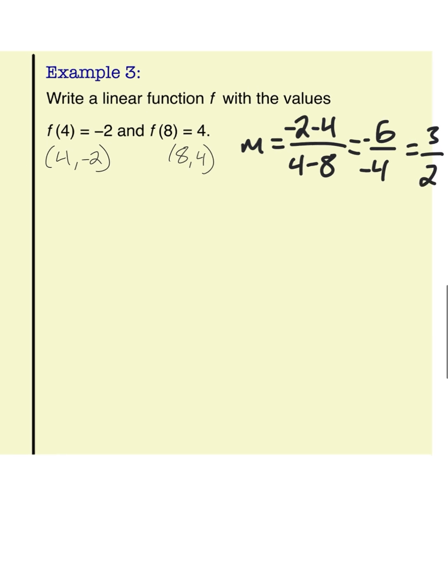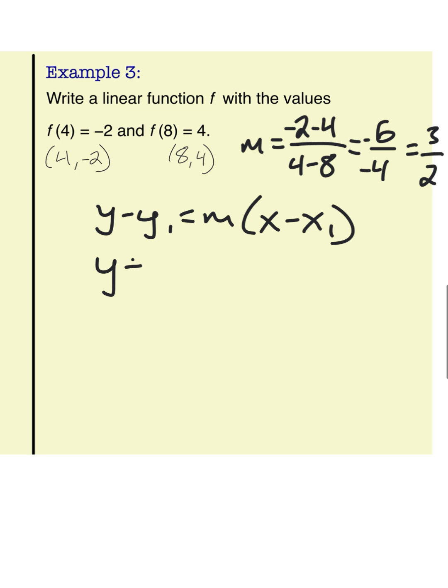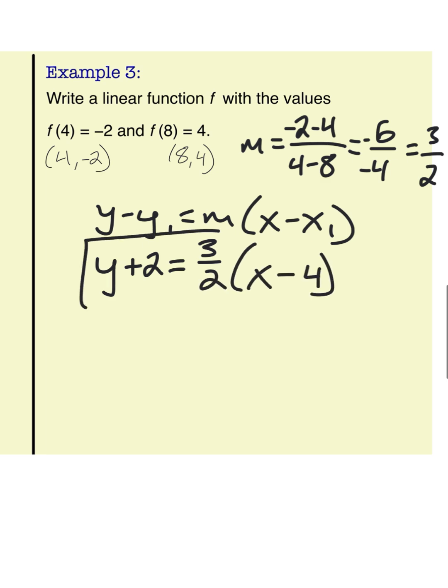Okay, so again, my form is y minus the y point equals m times x minus the x point. Now I'm just plugging in information. I'm going to use the first point, so y minus negative 2 is plus 2. Plug in 3/2 for my slope, x minus 4. That's our equation in point-slope form. We could practice converting this to slope-intercept again, where we would distribute 3/2 and then subtract 2. But it just says linear function, so this is sufficient for now.